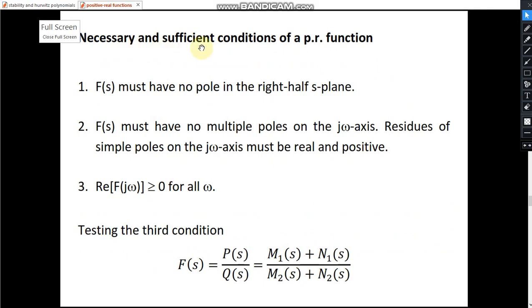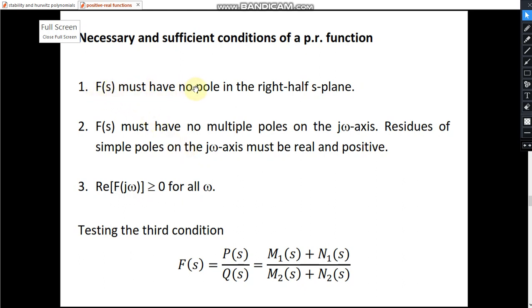Now what are necessary and sufficient conditions of a positive real function? Actually, if those two conditions which are there in the basic definition, we are not able to apply them because of their tediousness, because the procedure becomes lengthy, then instead of those two conditions we test for these three conditions. They are substitutes, they are necessary as well as sufficient.